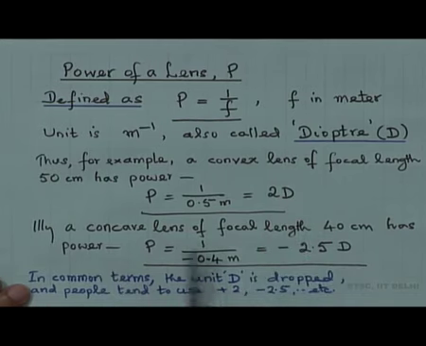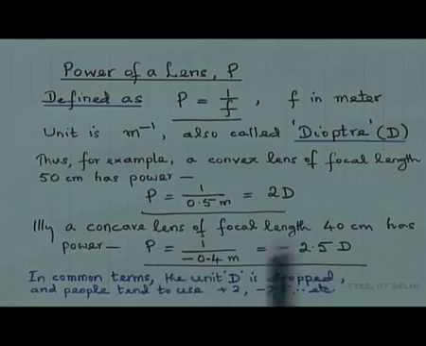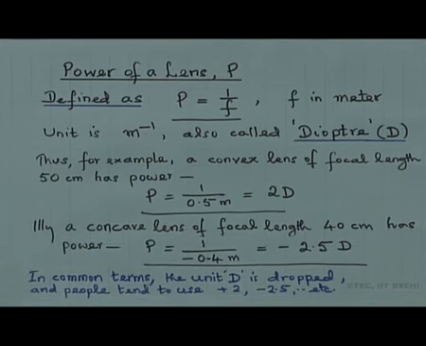Similarly, if we use a concave lens of focal length, let us say 40 centimeter, then the power P is equal to 1 divided by minus 0.4, because it is given that it is a concave lens. So the focal length is minus 40 centimeters, which is minus 0.4 meters, which is equal to minus 2.5 D. Normally, conventionally, when we talk, we drop this D and we say that the power is plus 2 or power is minus 2. This is what people refer to particularly with regard to spectacles, the power of spectacles.